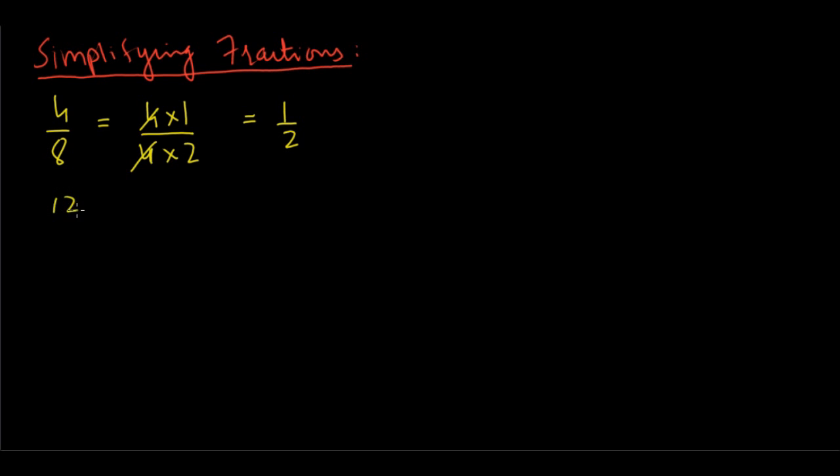So let's look at 12 over 18. I know that in both 12 and 18, 6 is a common factor. 6 times 2 is 12, and 6 times 3 is 18. So this fraction comes out to be 2 over 3.